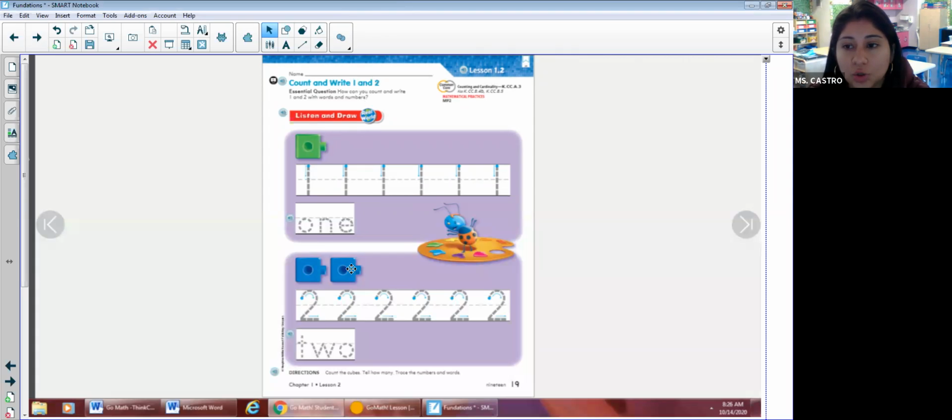So they're giving us cubes to count. So first we're going to count the green. And I'm going to use my magic finger, and I'm going to touch the green counter. And when I count, I say 1. So I only have 1 green counter. Now they want us to trace the number 1.